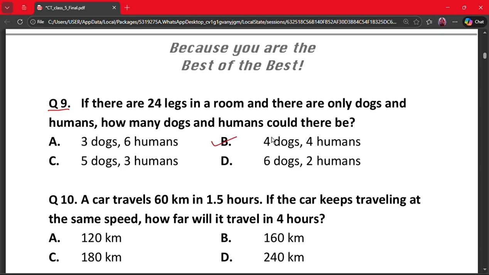Why? Because dogs have 4 legs and humans have 2 legs, and option B says 4 dogs. That means 4 into 4, that gives us 16, and 4 humans into 2, which gives us 8, and 16 plus 8 is equal to 24. So we get our total legs, and hence option B is the correct answer.